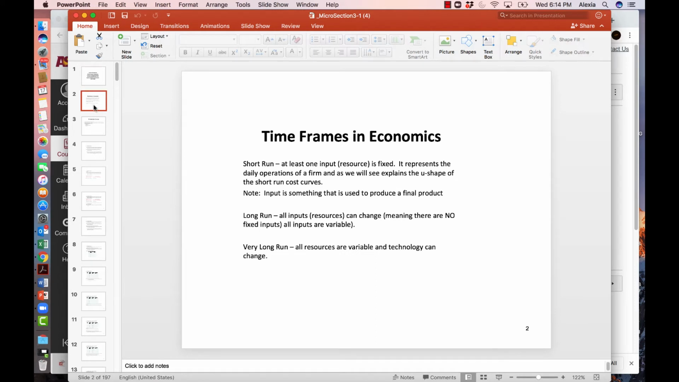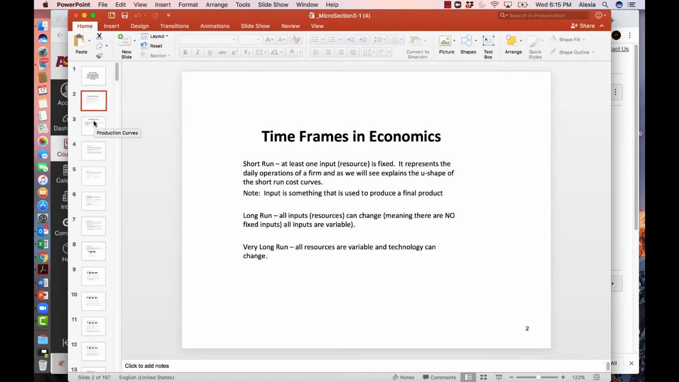So we'll start off. Time frames in economics, we have 3. And we're going to retrace back to this, but this is a quick overview. So when we say something is the short run in economics, what we're saying is that we're holding at least one input. So remember, from first day of class, we have land, labor, capital, and then we always also include the entrepreneur. So it's where at least one input, one resource is fixed. And so we can think about the short run for a firm as like the daily operations of a company.